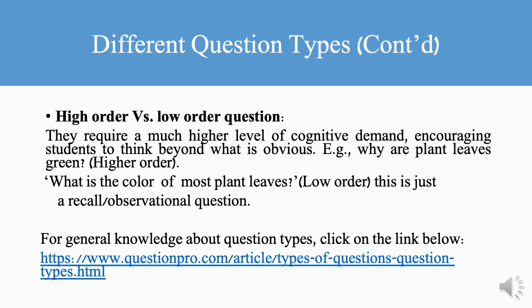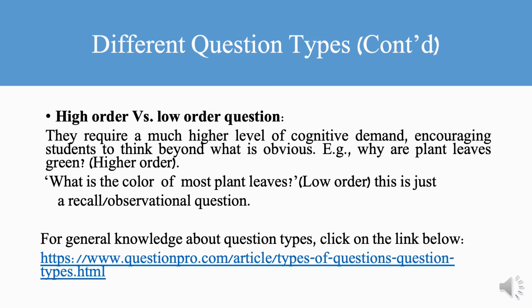Higher order versus low order question. In this one, you have to be able to see the cognitive demand, encouraging students to think beyond what is obvious. For example, why are plant leaves green? You have put the word why. You remember I said it's now open. But open because you have now given them the room to be able to see a much higher level of cognitive demand here, to be able to appreciate how much they can visualize the thing in the question at hand.